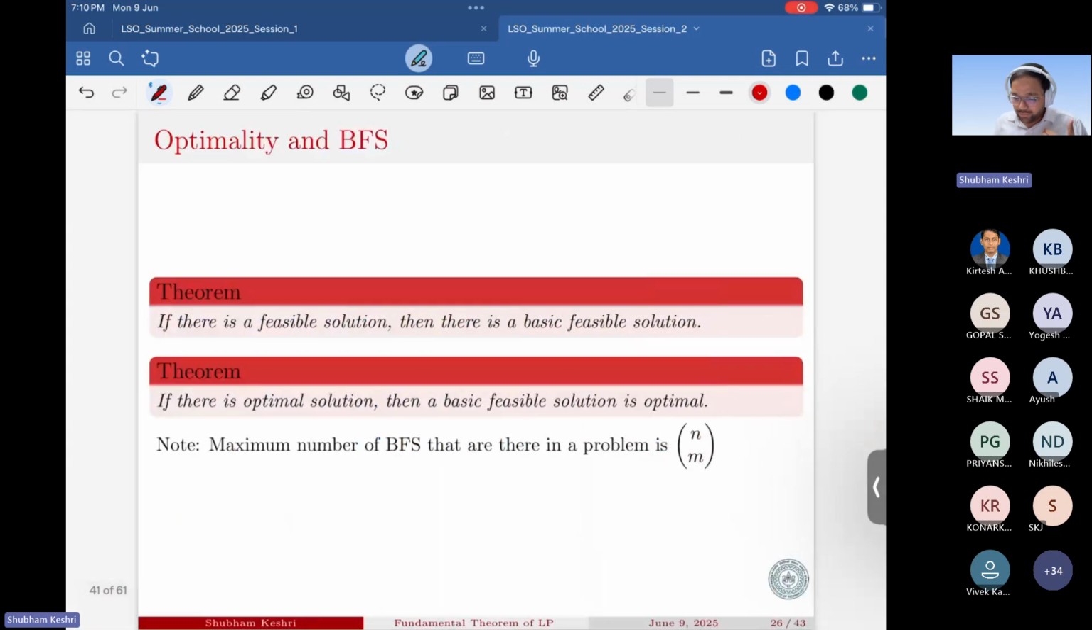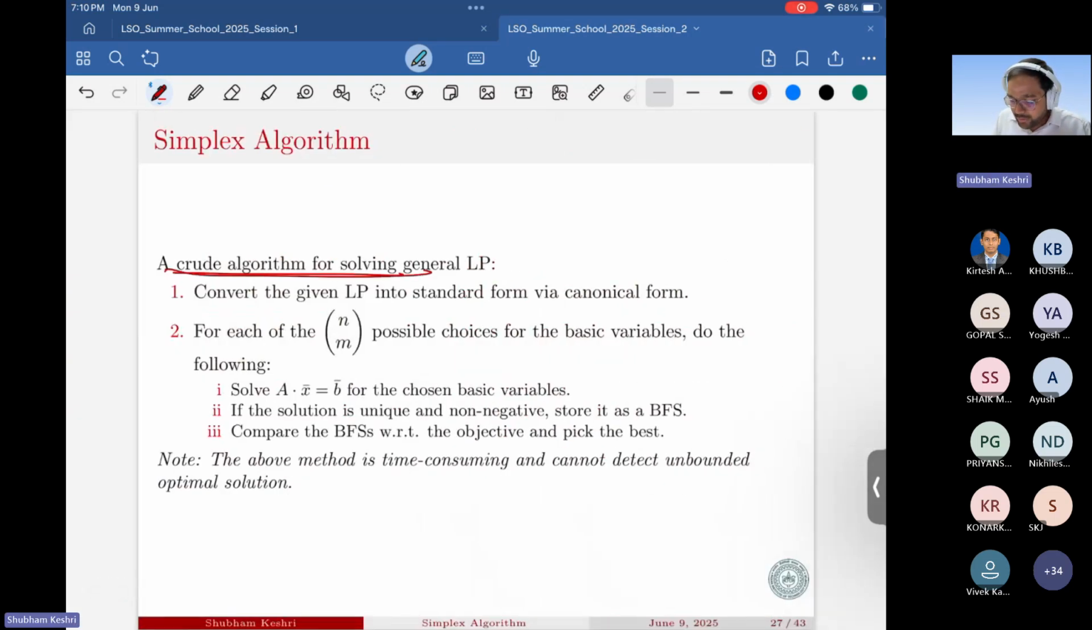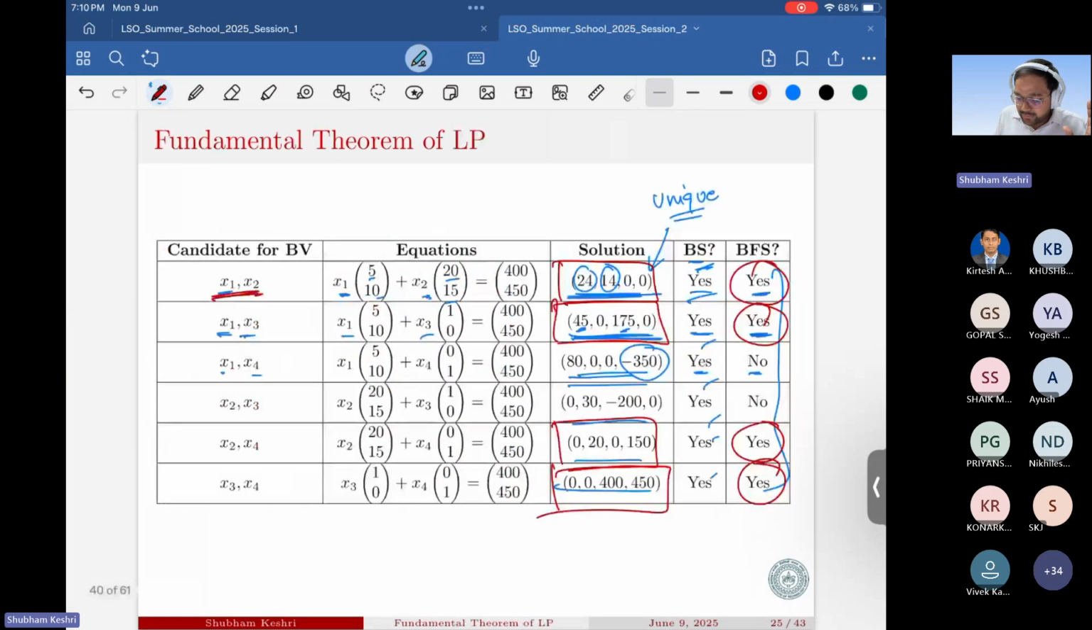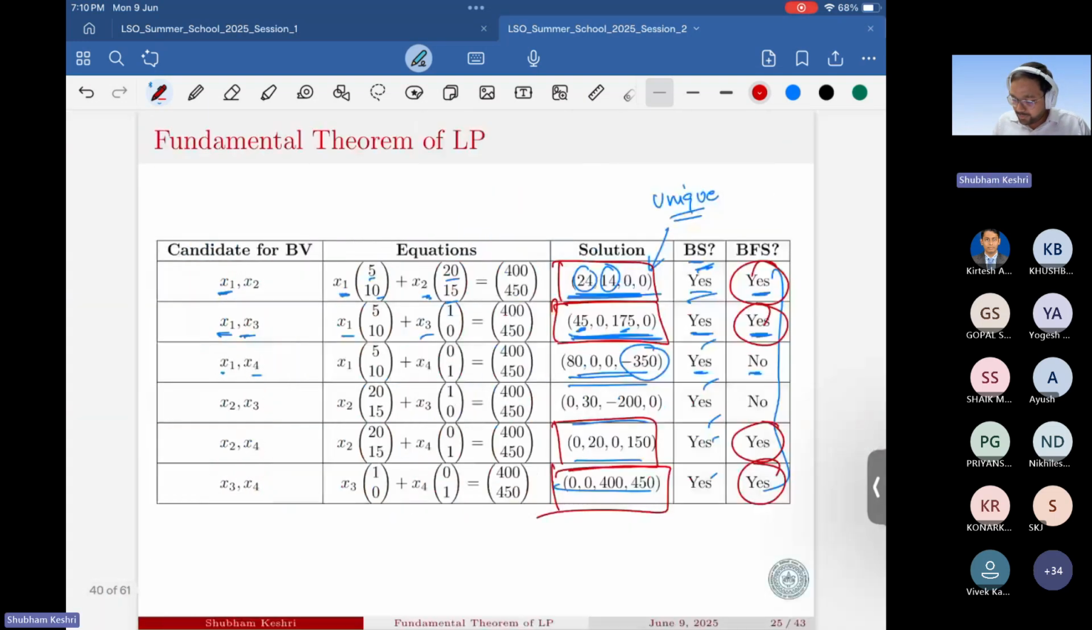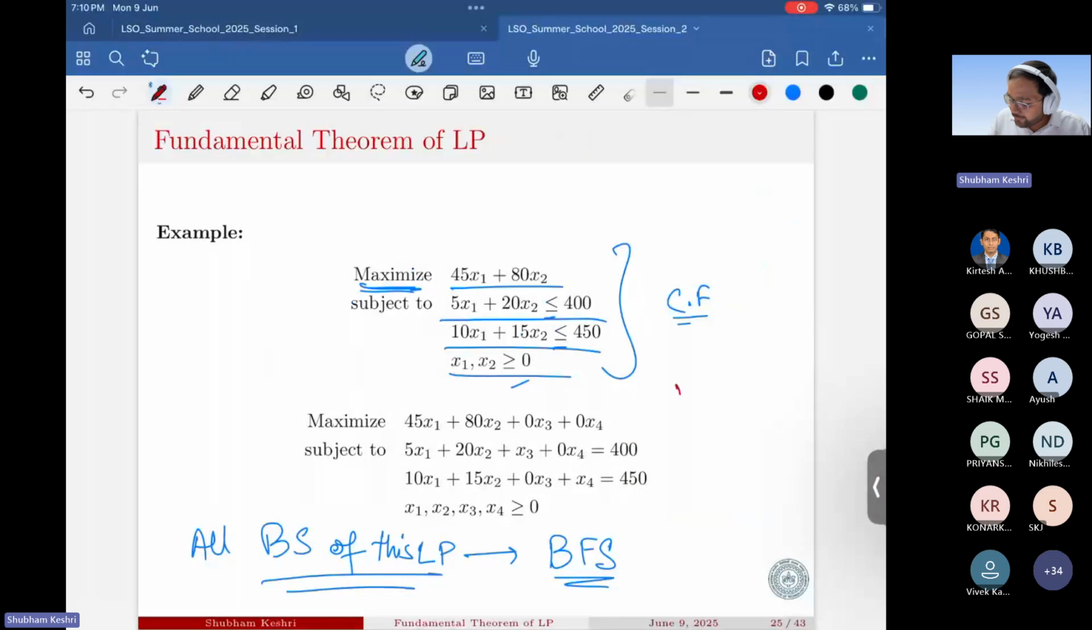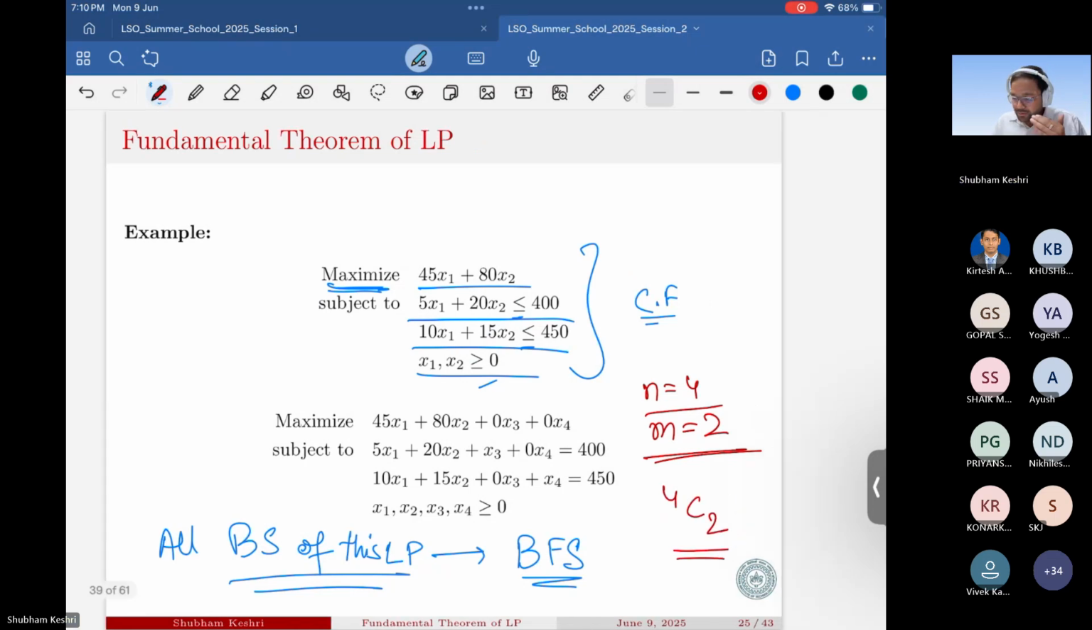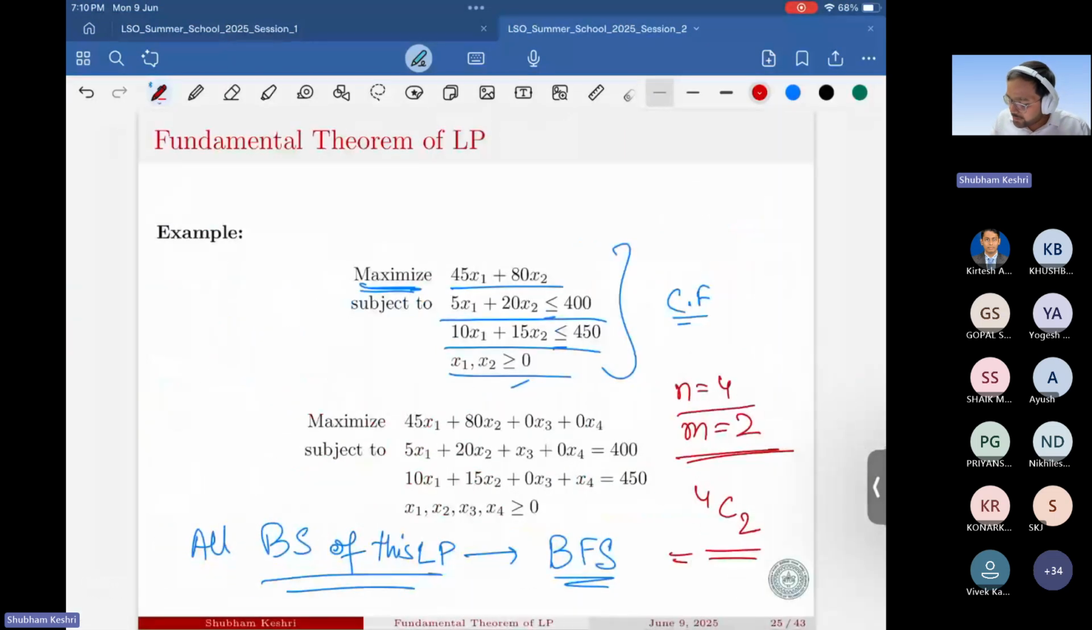So we have a crude algorithm now. What we can do: take any LP, convert it into standard form via canonical form, and check for all possible choices of these variables. How many choices do you have? There are n variables and m rows. Over here, n represents the number of variables, which is 4, and m represents the number of constraints, which is 2. So you have 4 choose 2 choices to make, which is actually 6.